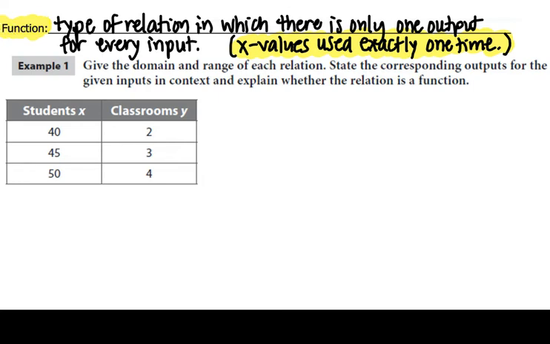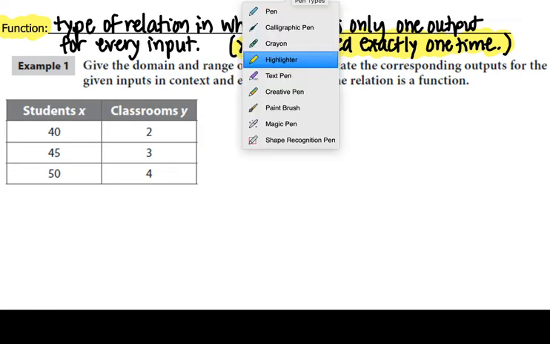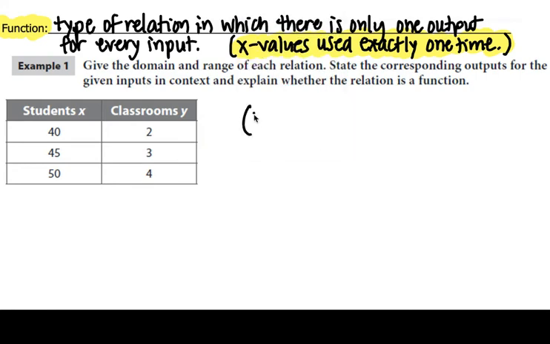So give the domain and range of each relation, state the corresponding outputs for the given inputs, and explain whether the relation is a function. This is a table of values. When you put in 40 students, you get out 2 classrooms.